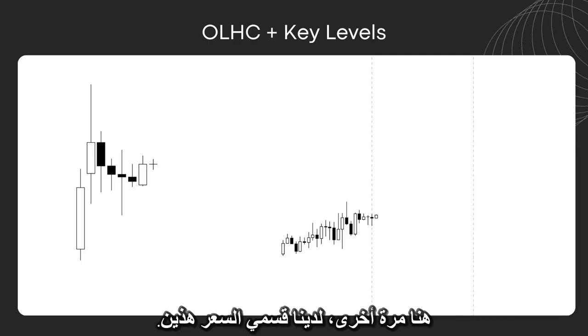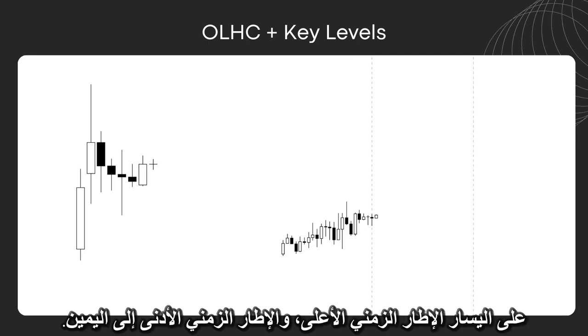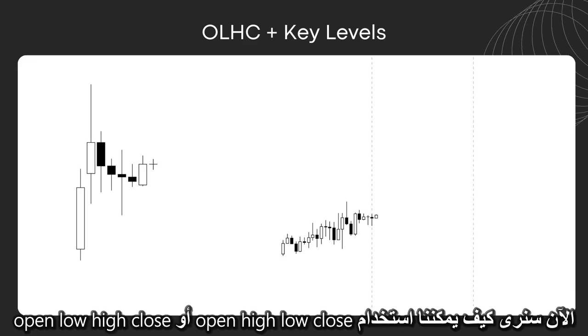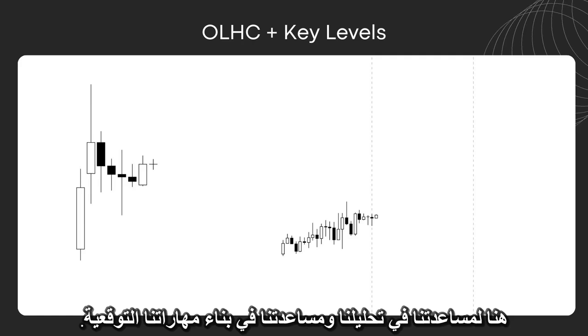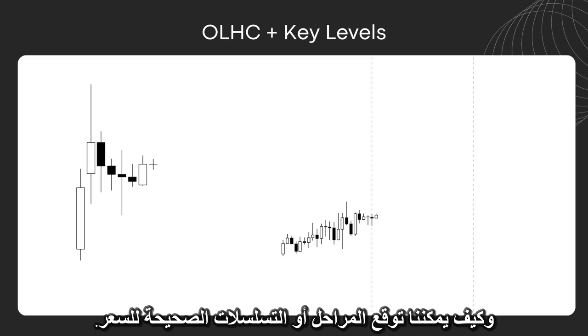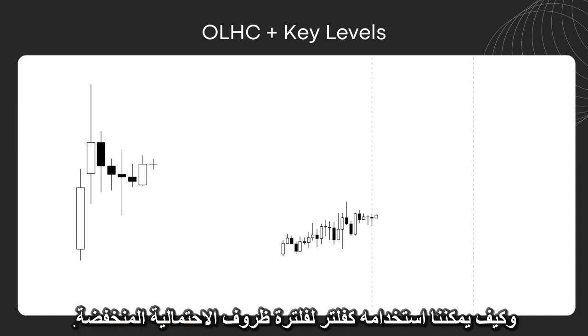Again, we've got these two price actions. On the left is the higher time frame and the lower time frame is to the right. And now we're going to see how we could use open high low close or open low high close here to assist us in our analysis and help us in building our anticipatory skills. And how we could anticipate the correct phases or sequence of price, and how we can use it as a filter to filter out lower probability conditions.